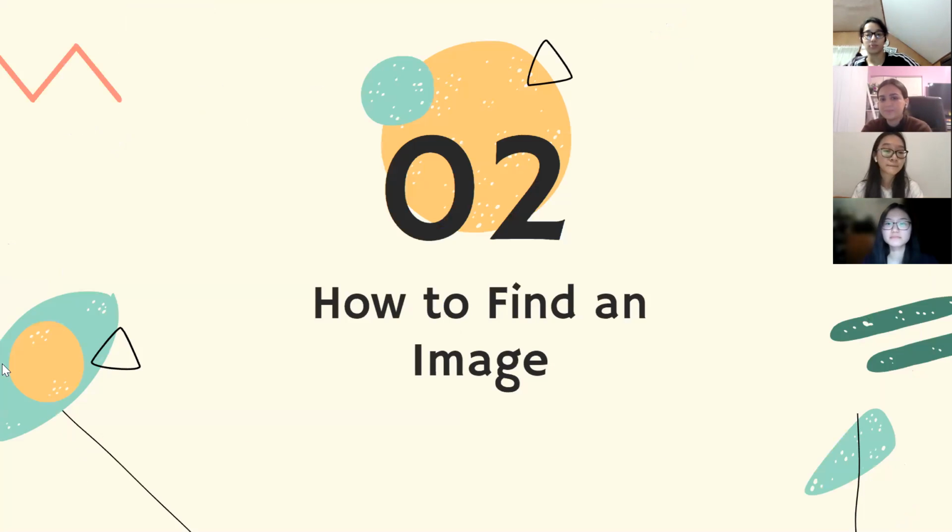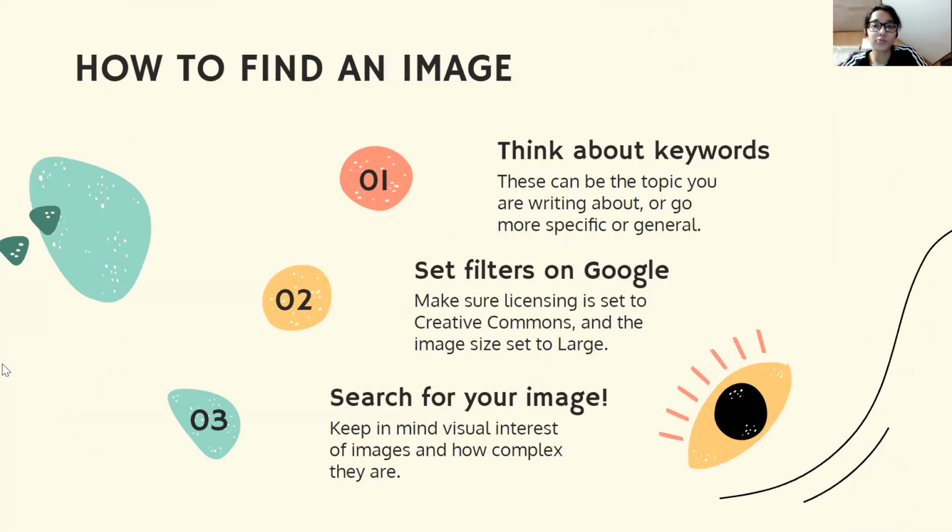So next, part 2, we are going to tell you how to find images. First thing to think about is keywords. A really good place to start is your topic, like what you're writing about. Depending on the topic, it might be helpful to be more specific or general. Some topics might be more abstract than others, so some keywords will be better than others.